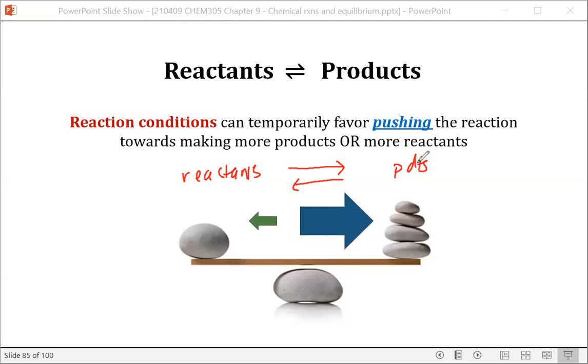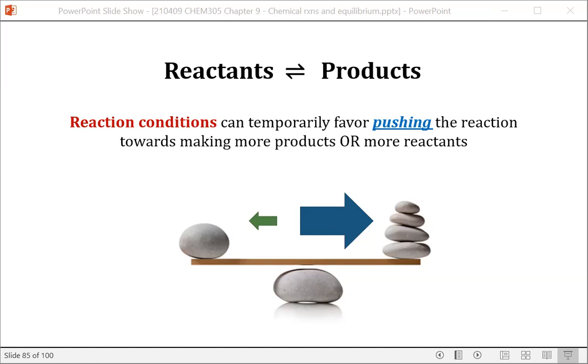What direction we push an equilibrium reaction is going to depend on the reaction conditions. It's going to depend on the concentrations of the reactants and the products. It's going to depend on the temperature. And if gases are involved in the reaction, it's going to depend on the pressure. So we're going to talk about all those three things and how they affect pushing the reaction to temporarily favor making more products or making more reactants.